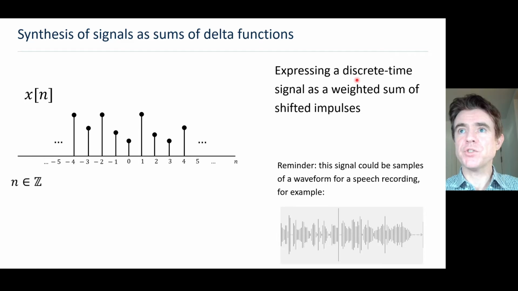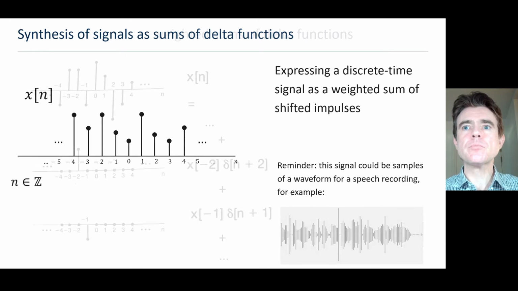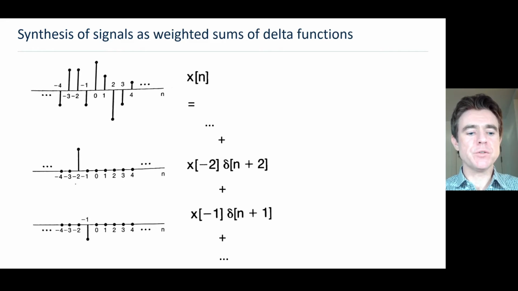So we're going to express that discrete time signal as a weighted sum of those shifted discrete delta functions or impulses. Remembering, of course, that this could be an audio signal or indeed any signal of practical interest, such as sampled voltages from an ECG, whatever it might be. So how are we going to represent a discrete signal like that?